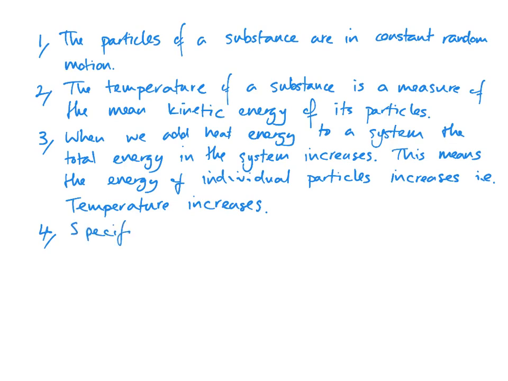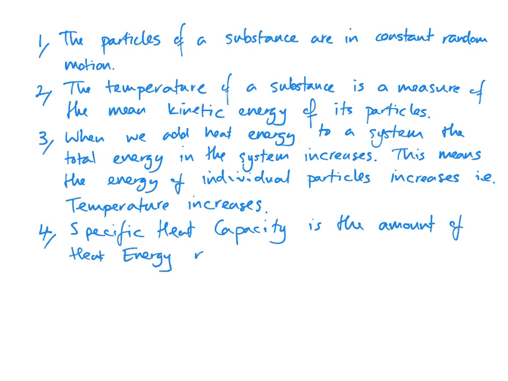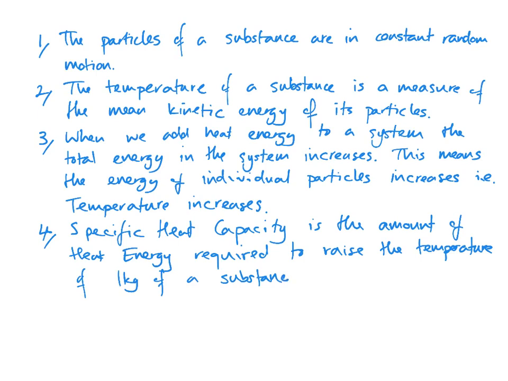So specific heat capacity is the amount of heat energy, so we're back to talking about total energy, required to raise the temperature of 1 kilogram of a substance by 1 degree Celsius. So it's giving you the energy per kilogram per degree Celsius. And that then leads to a formula. I'm going to put that on the next page.